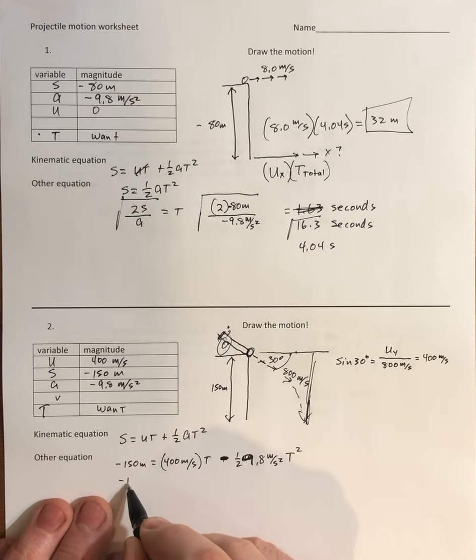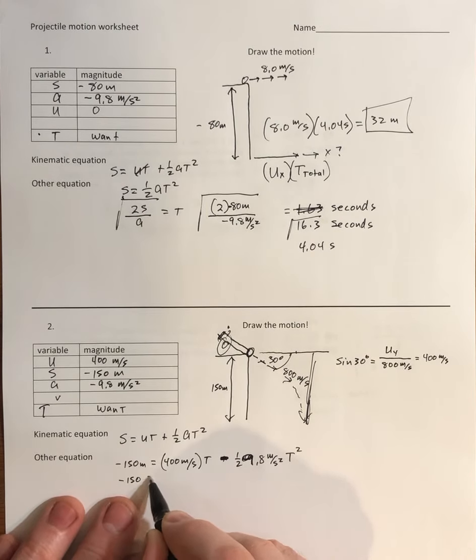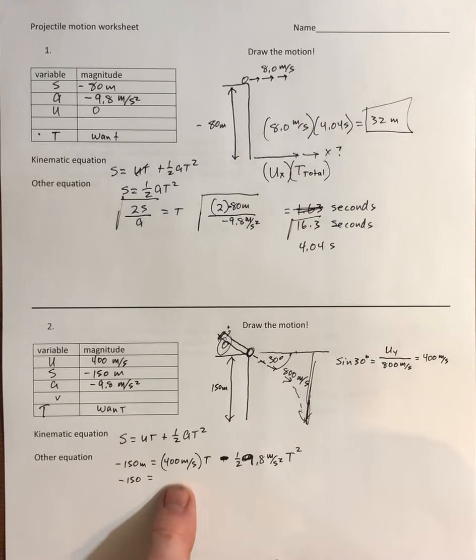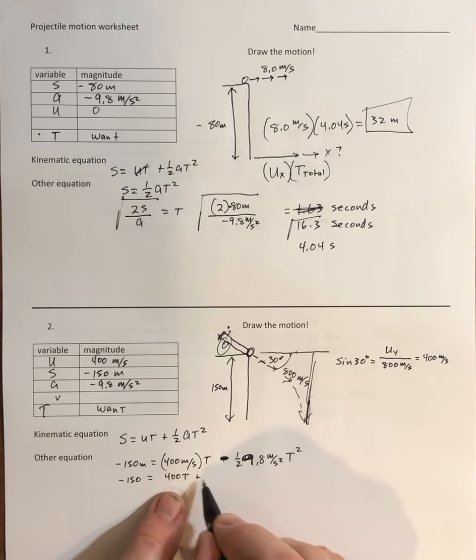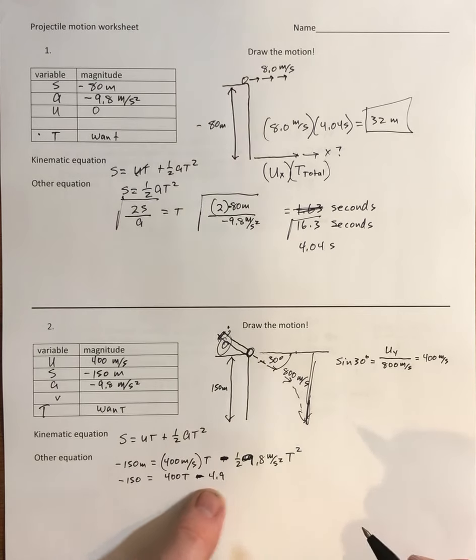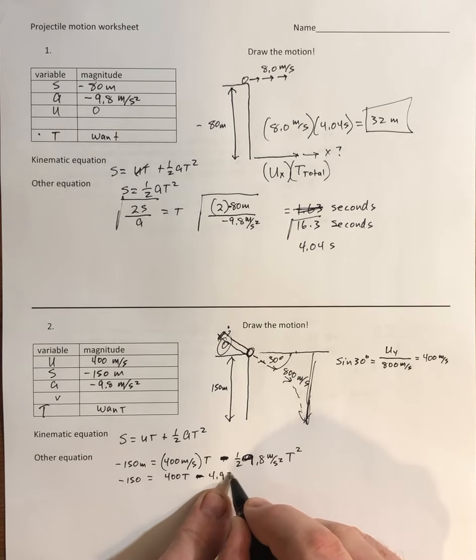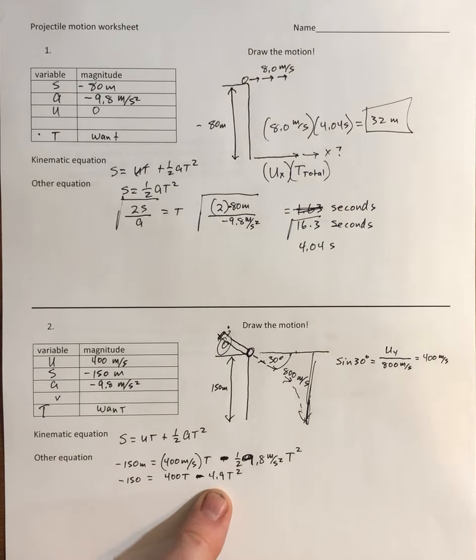How about we do negative 150? I'm going to get rid of those units because it's cluttering things up a little bit. And then I'm going to write 400t plus 1/2 of 9.8, which is 4.9, so minus 4.9, and that is t squared. Okay, now we've got a problem, right? I've got 150, but I have time twice.